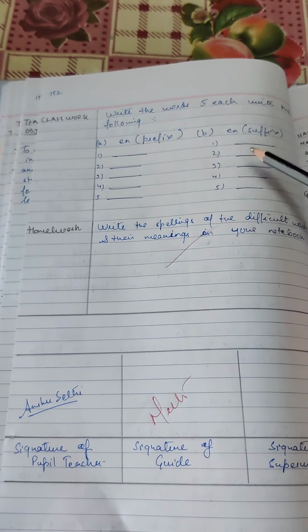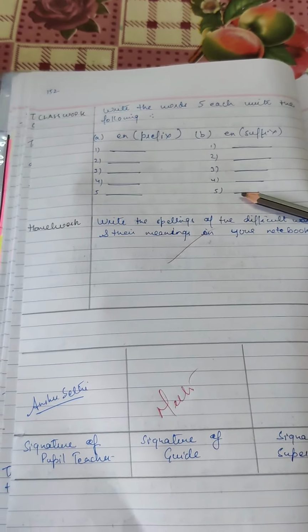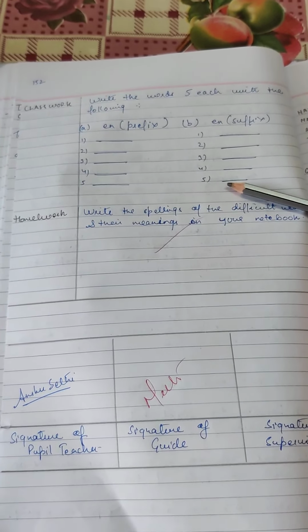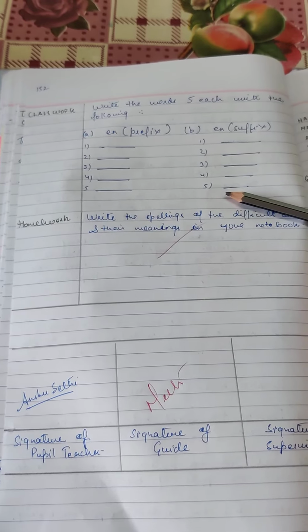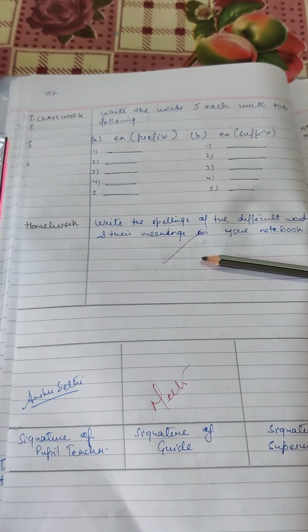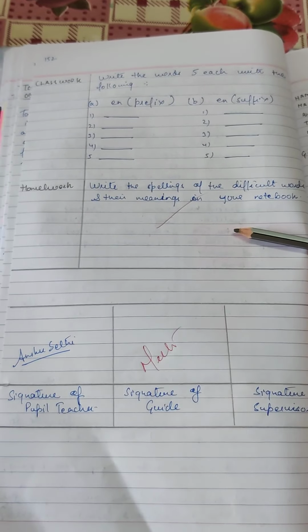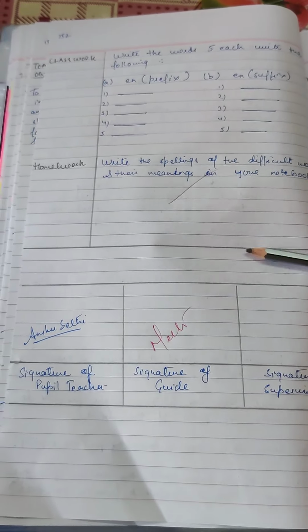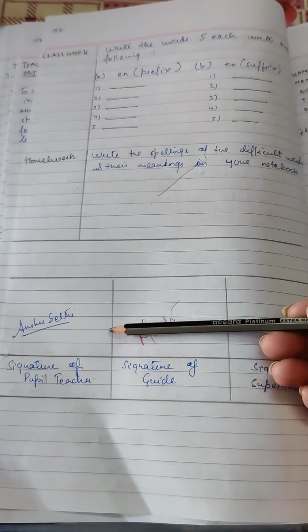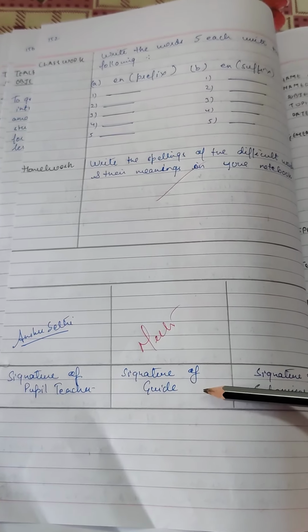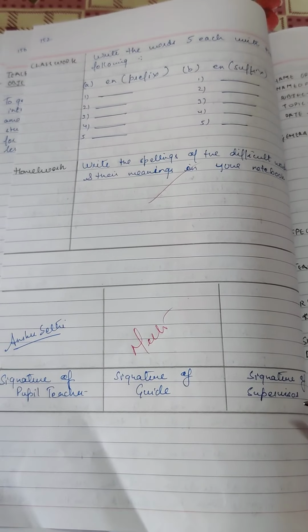Then comes the classwork. This is usually objective type questions. Like I've given an exercise for prefix, suffix. You can give true or false, match the columns, unscramble the words, etc. Then comes the homework part. Here also you can ask one question. And here the lesson plan ends. We draw 3 columns at the end. One is signature of pupil teacher, second is signature of guide, third is signature of supervisor.